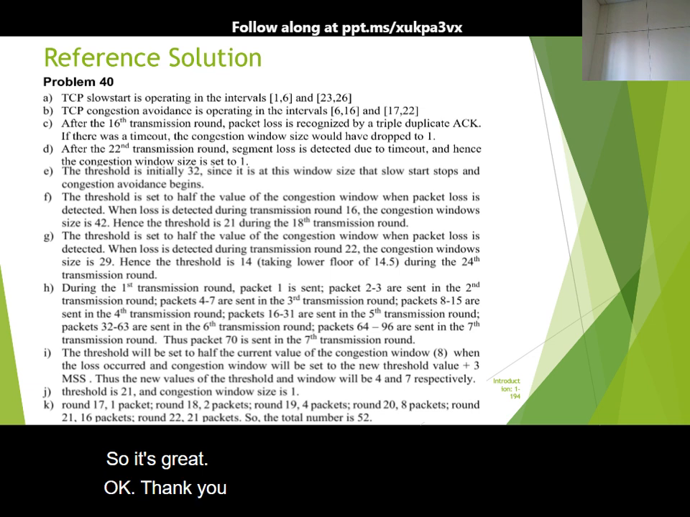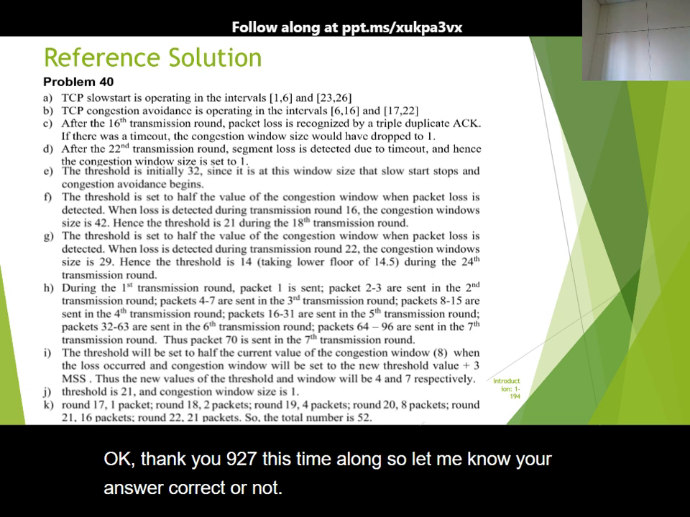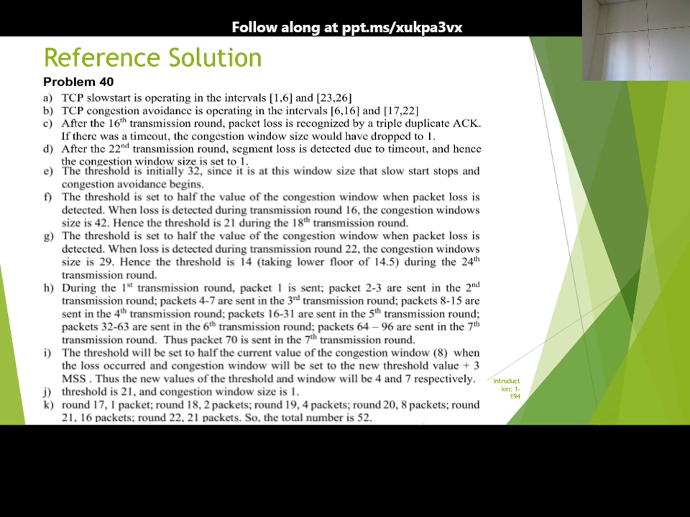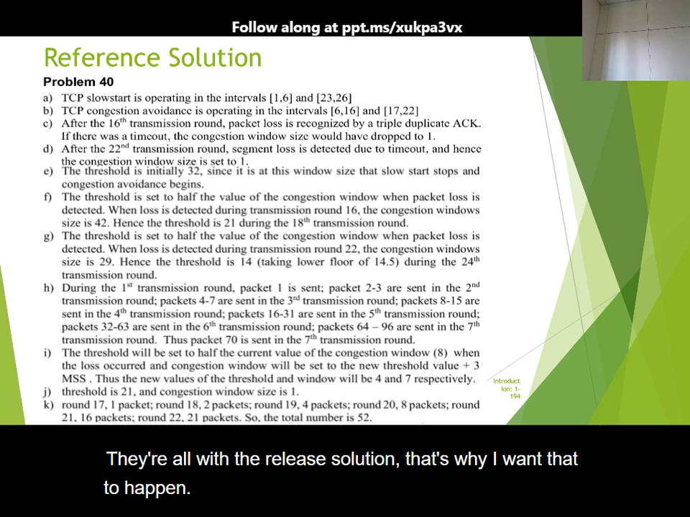This time, who wants to let me know your answer, correct or not? Correct, but I want to ask one thing. These questions go from A to K, but it only comes to J. It doesn't have K, so I think the version is not right. Alright, so maybe something is wrong with the release solution. That's why I want that copy. I, J. Oh. So maybe the index is not correct.